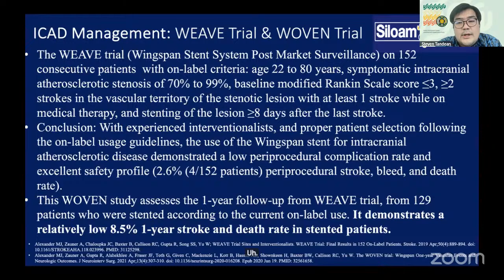They assessed the 1-year follow-up from the WEAVE trial, which they called the WOVEN trial. From the 129 patients who were already stented, it demonstrated a relatively low 1-year stroke and death rate, only 8.5%. So this new trial had a very different result from the previous trial.